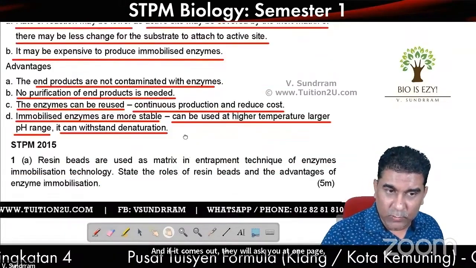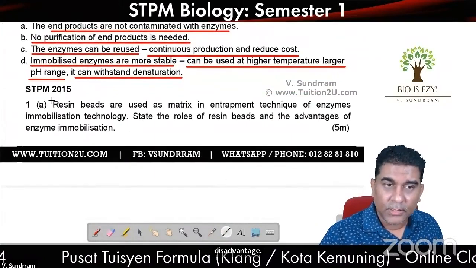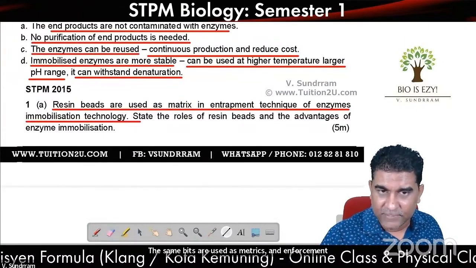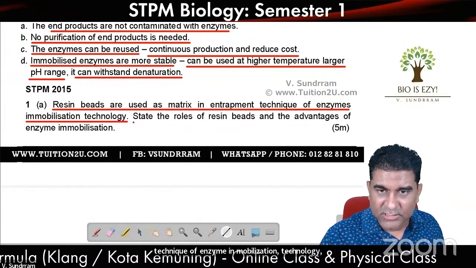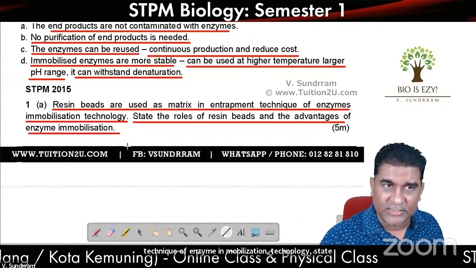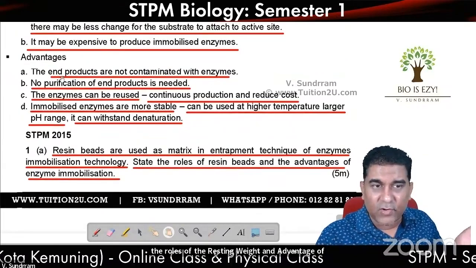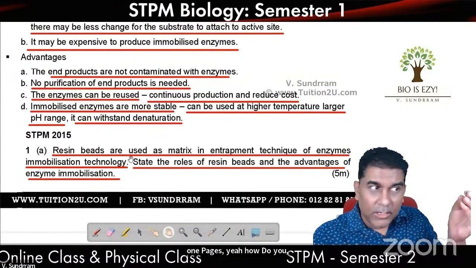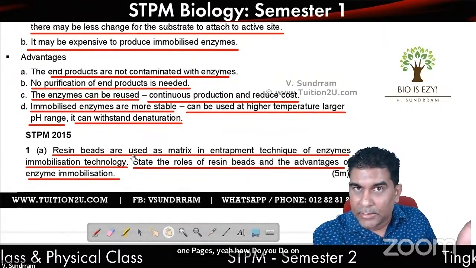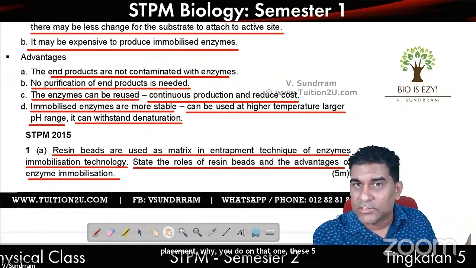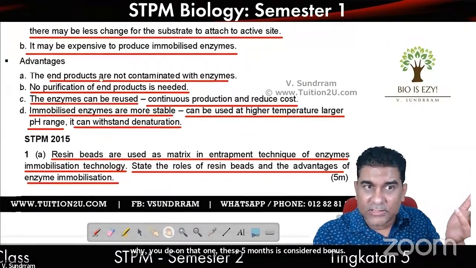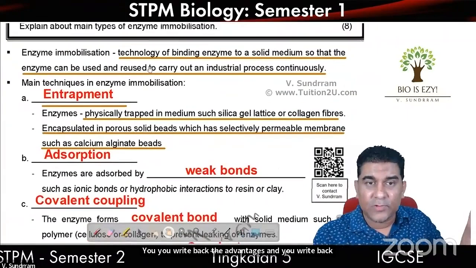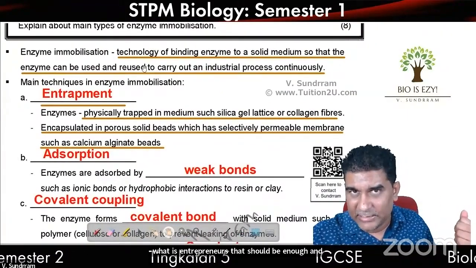So here is one question, 2050. Resin beads are used as matrix in entrapment technique of enzyme immobilization technology. State the roles of the resin bead and advantages of enzyme immobilization. I already showed you there are four advantages here. How do you do entrapment? Why do you do entrapment? These 5 marks are considered bonus. You write back the advantages and you write back what is entrapment. That should be enough. And preferably you add in the definition of enzyme immobilization.